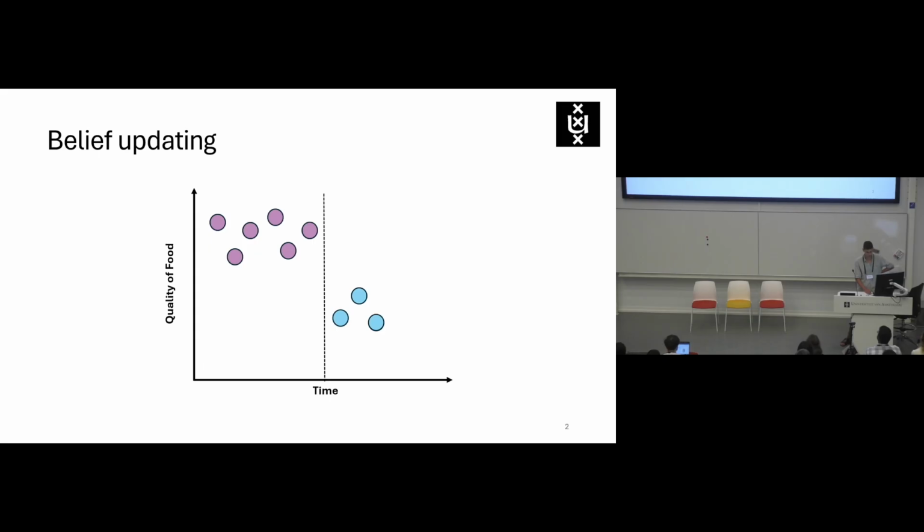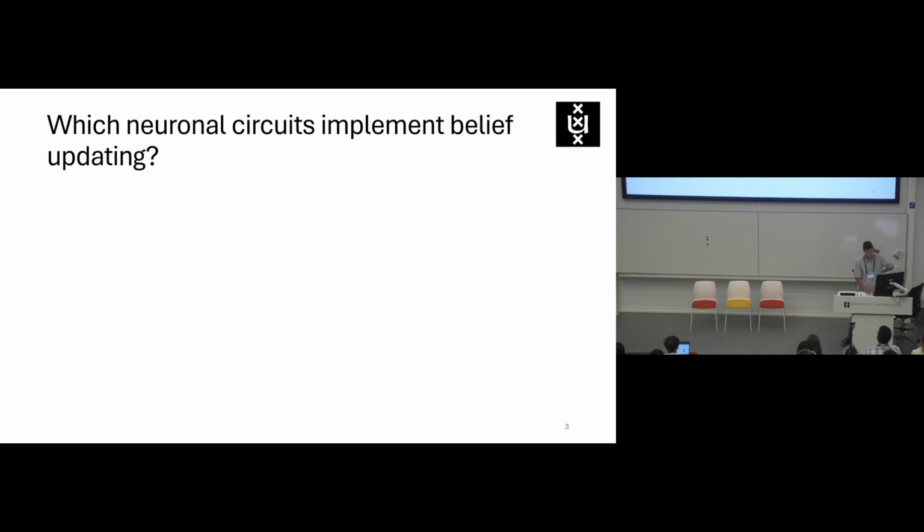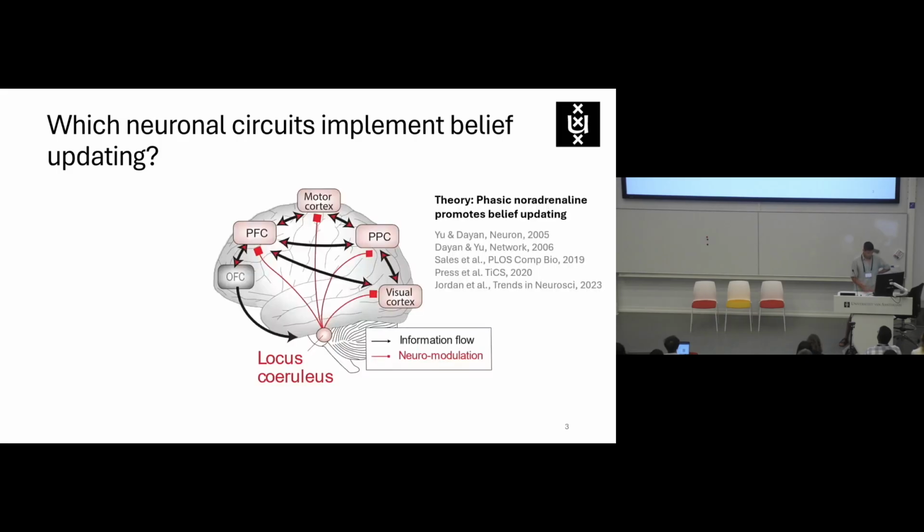And this is a great example of how beliefs are guiding our behavior and how we sometimes have to update those beliefs if incoming information renders them invalid. Our lab is interested in the question of which neural circuits are implementing exactly this belief updating process. An influential computational theory postulates that the noradrenergic locus coeruleus facilitates belief updating on different stages of the cortical hierarchy by exhibiting phasic activity towards surprising outcomes. However, experimental data on this is scarce.